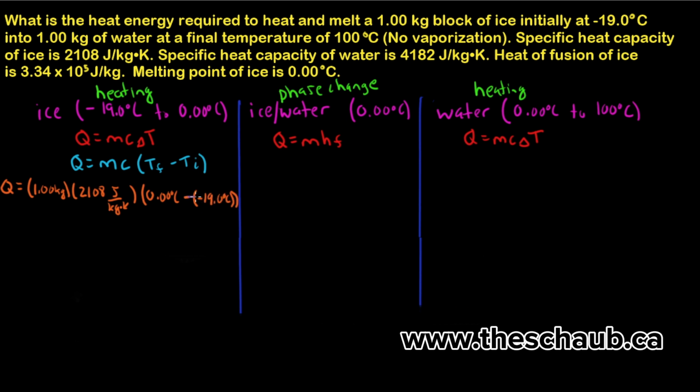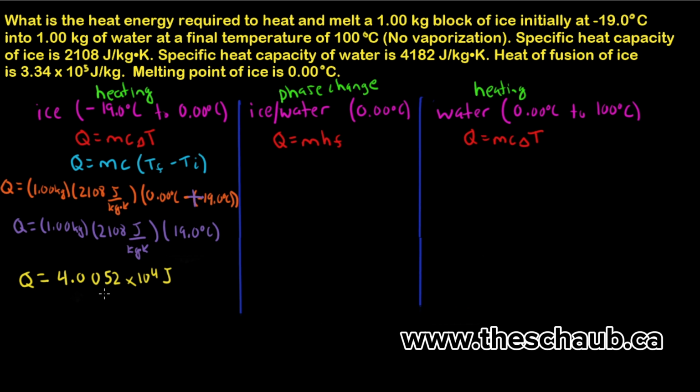The two negatives here make a positive, so if we rewrite this, we end up with Q is equal to 1.00 kilograms multiplied by 2,108 joules per kilogram Kelvin multiplied by 19.0 degrees Celsius. Multiplying 1 by 2108 and by 19 gives us a final Q equal to 4.0052 times 10 to the 4 joules.